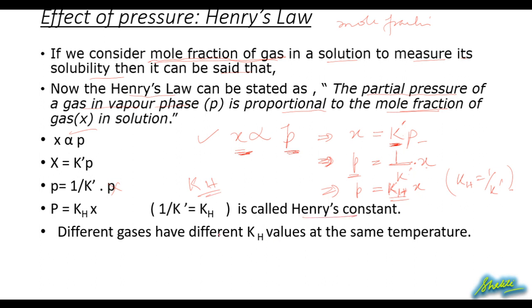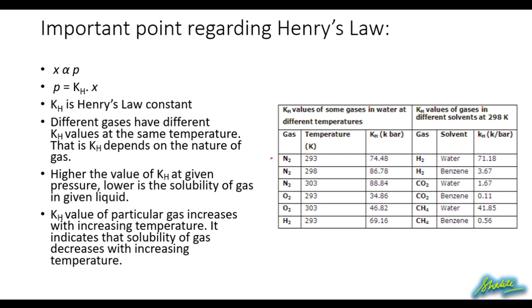KH is Henry's constant, and for different gases it has different values at the same temperature. Like we can see here that for nitrogen gas at 293 Kelvin, its value is 74.48, and again nitrogen gas at 298, its value changes to 86, and again at temperature 303 its value is this. Again for oxygen we can see different temperatures, different values. Similarly for hydrogen gas, different temperature, different value, carbon dioxide and methane. So from this we observe the KH values of some gases in water at different temperatures.